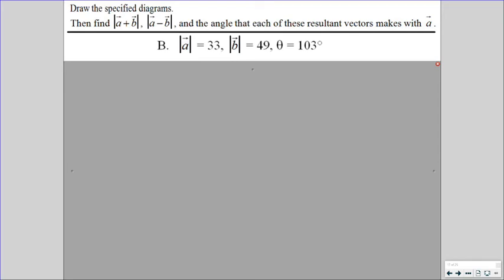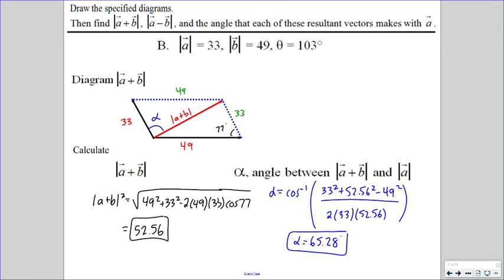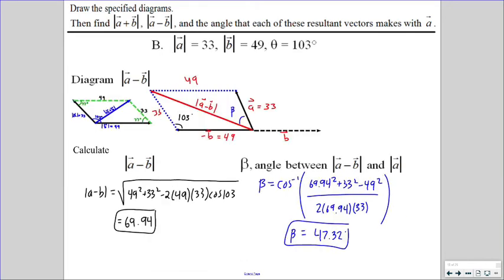All right, you try the components of B, and then come back and check the answers after you're done. So pause the video, do B, and then come back. Okay, so the diagram for A plus B is at the top, and the magnitude of A plus B is 52.56, and alpha is 65.28. So there's the work. Go ahead and pause it if you'd like to catch up. Check your answers, and then I'm going to do A minus B. All right. A minus B is here. The magnitude is 69.94, and beta on this one is 47.32 degrees.